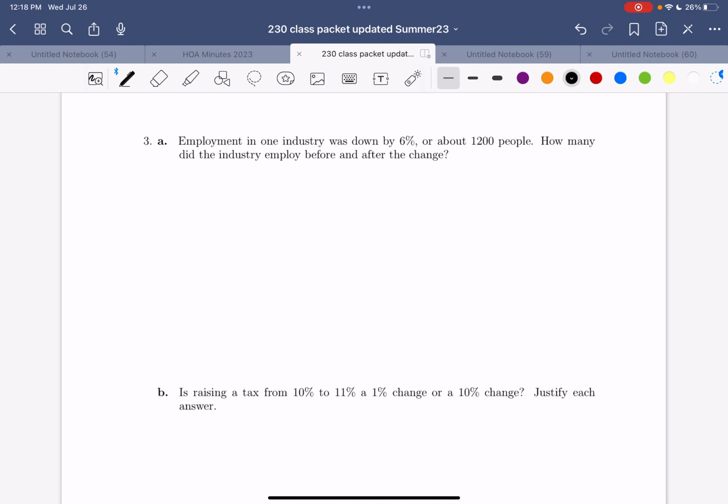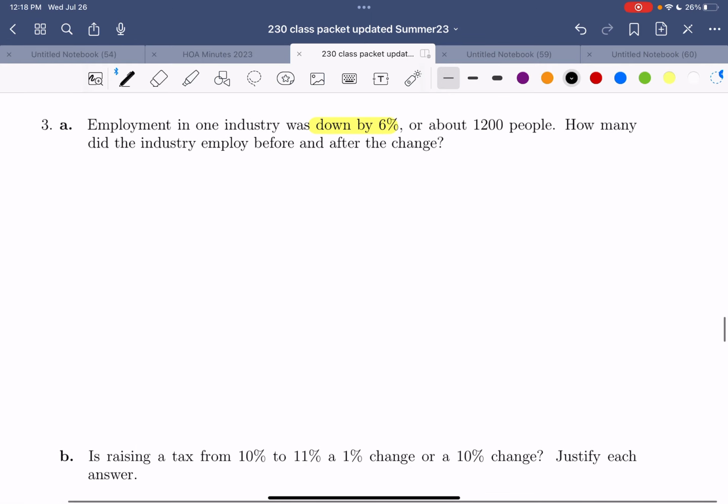Okay, so we are in the guided practice 10, and we're going to be looking at number 3 here. And this one looks to be an increase-decrease type problem. I'm saying that based on the fact that we're seeing down by 6%. So let's take a peek here. Employment in one industry was down by 6%, or about 1,200 people. How many did the industry employ before and after the change?